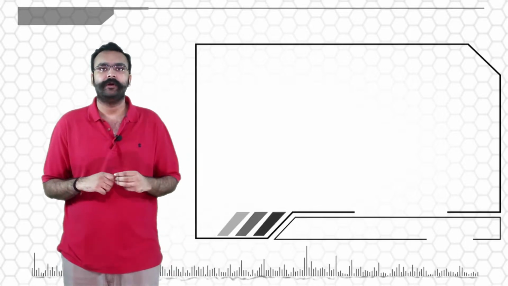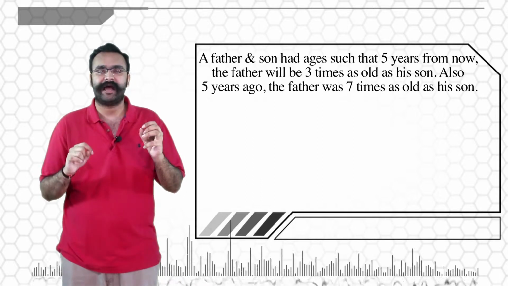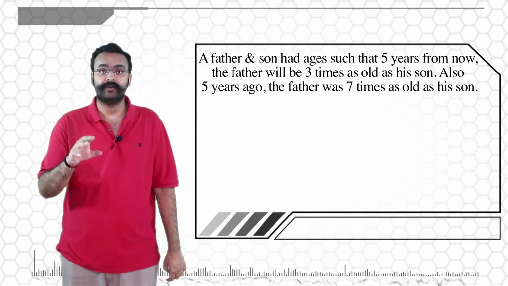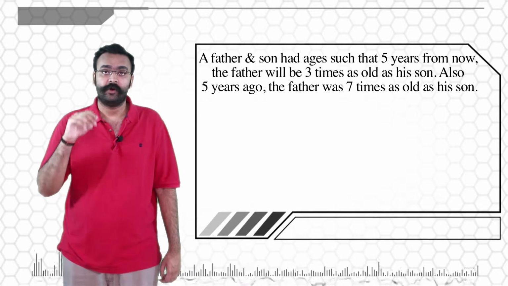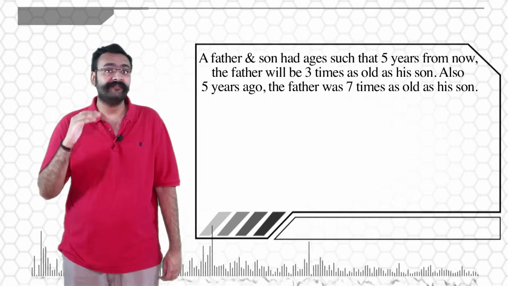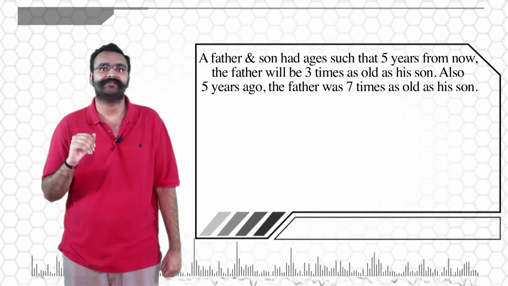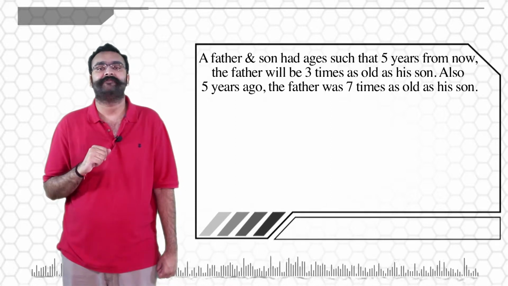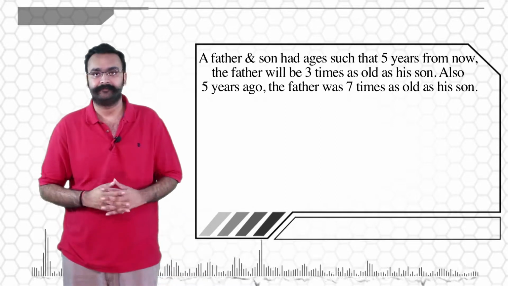Like the following question. We are told that a father and a son have ages such that 5 years from now, the father will be 3 times as old as his son. Also, 5 years ago, the father was 7 times as old as his son. Using this information, we have to find the present ages of the father and the son.